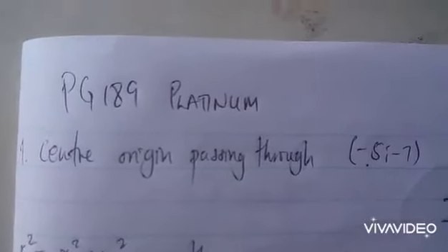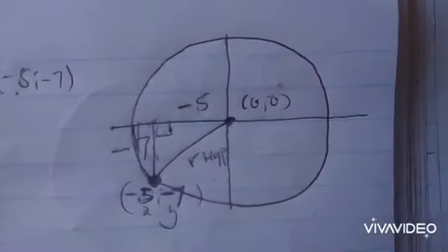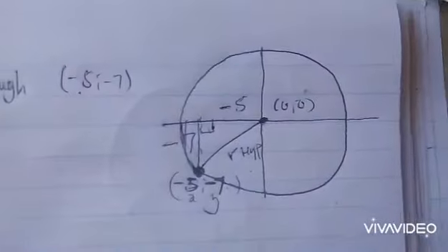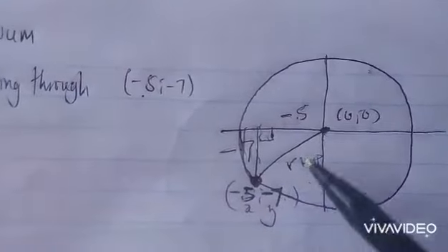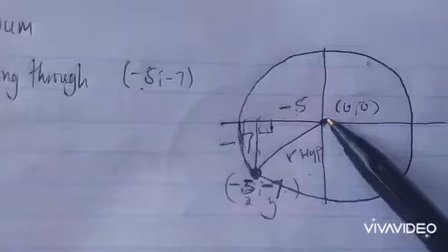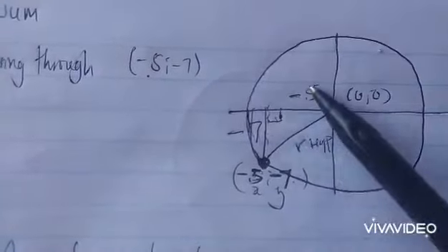We've got one where the center is at the origin and passing through -5 and 7. It will look something like this when I draw it. With the center at the origin, these are the points. If I join the points, that's the radius, because anywhere I join the center to the circumference is a radius. So this is x and y.